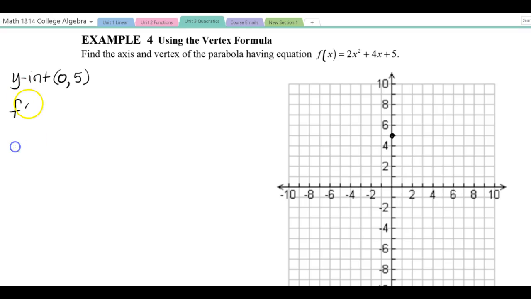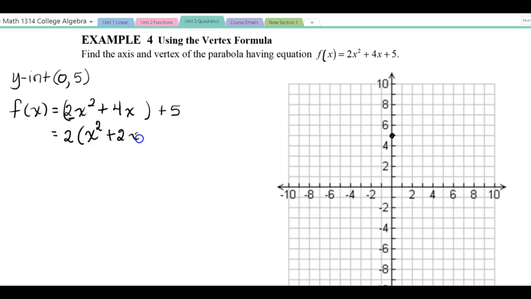So in other words, we have f of x is equal to 2x squared plus 4x. Remember, we want to have this by itself, and then I have my plus 5. Because I have a 2 in front of my x squared, I'm going to GCF the 2 and have x squared plus 2x. Notice I left some space, and then I have plus 5. So in here, I want to complete the square. So half of 2 is 1. 1 squared is 1. So I'm going to add 1 here.